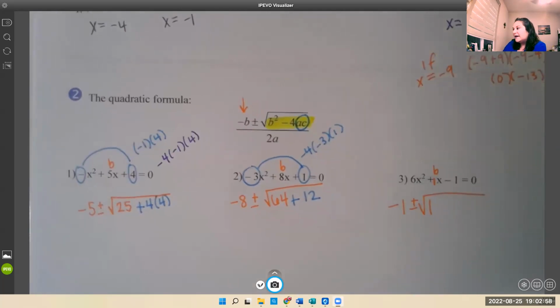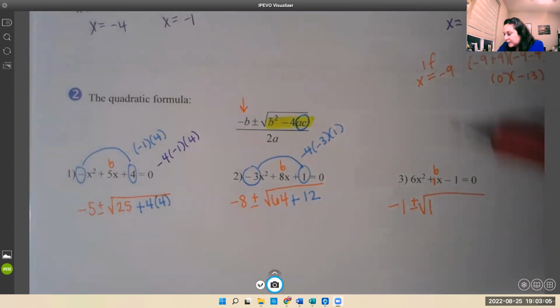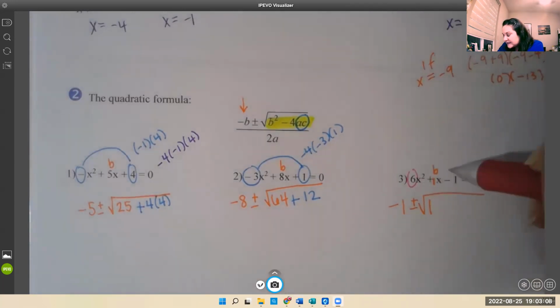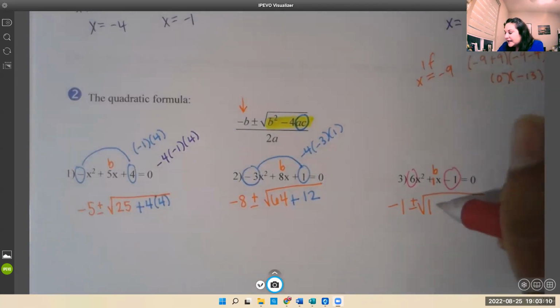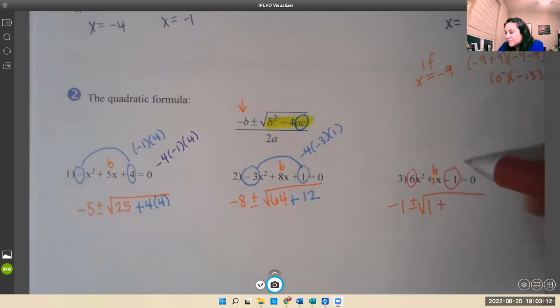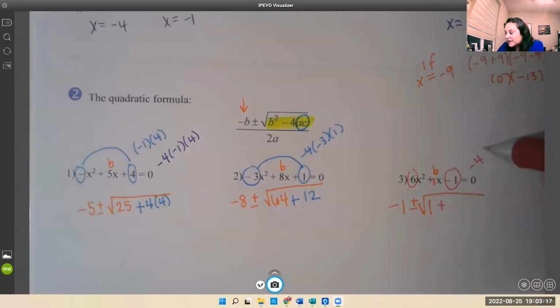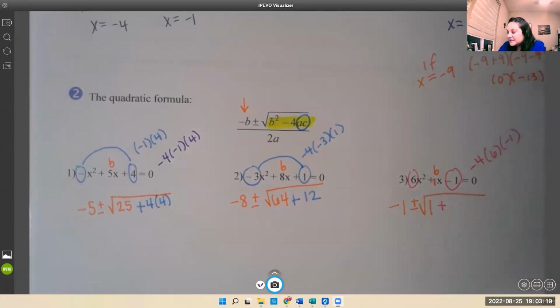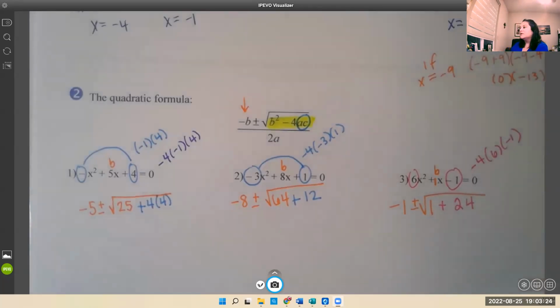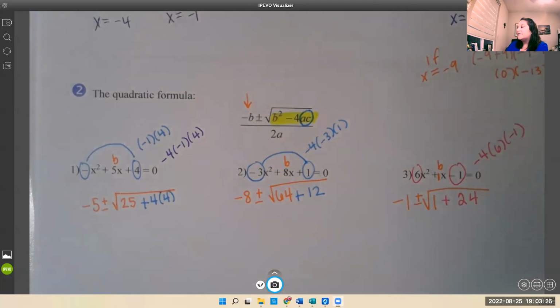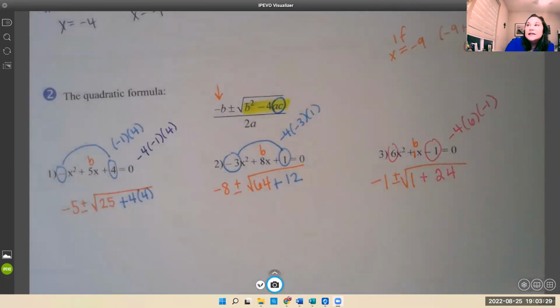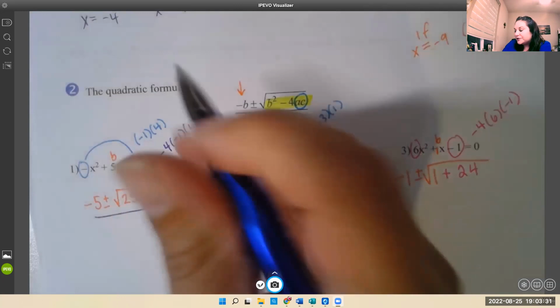And then lastly, they're three separate problems, but they feel very similar, because on this one, when I multiply AC, once again, I get a negative. And so underneath the radical here, I'm going to be showing a plus sign, because -4 times A times C is going to result in a positive 24. Okay, and then finally, the last part of the formula is that it's all over 2A.